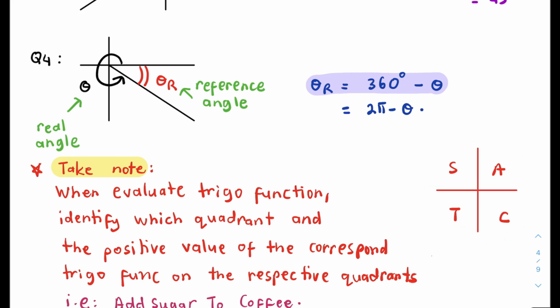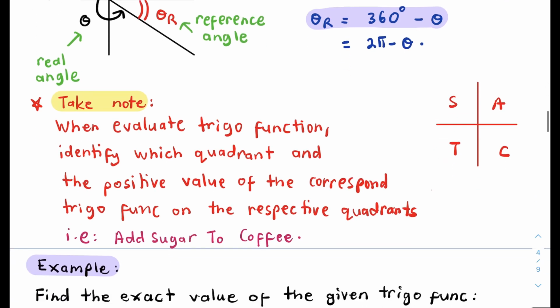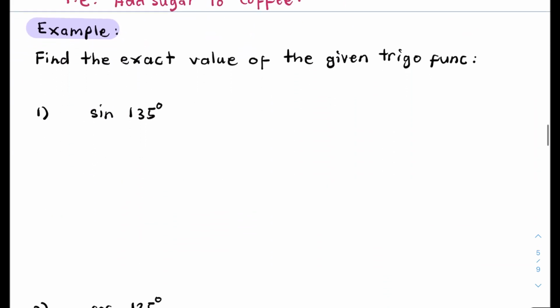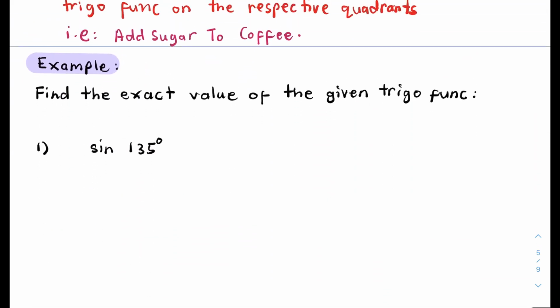Okay, now let's look at an example. So those are the ways or the methods of how to do it. To further understand, let's go through the examples. Let's look at the first example. Find the exact value of the given trigo function, sine 135. First thing first, determine which quadrant it falls in. So for sine 135, this falls in quadrant 2.